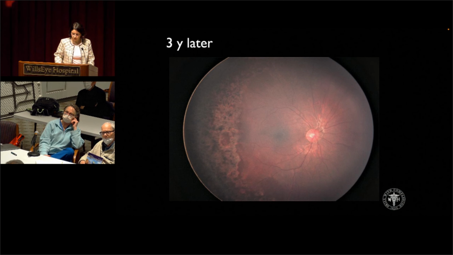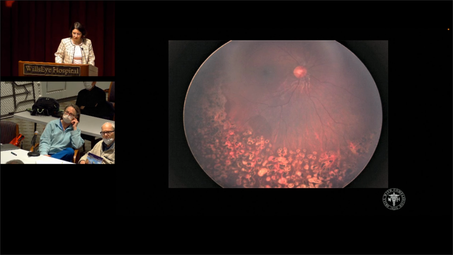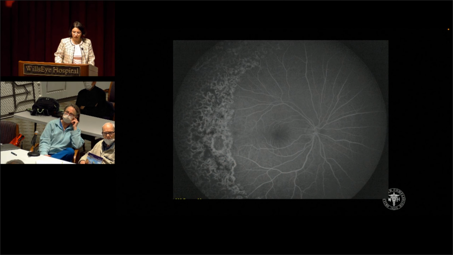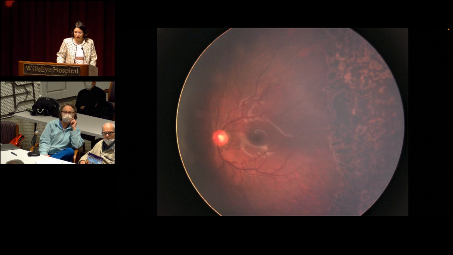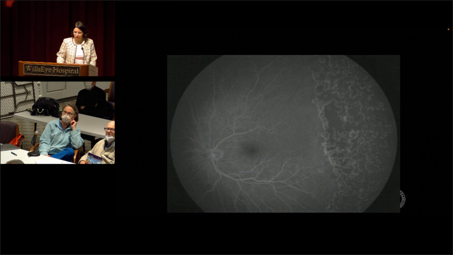So this is the fundus photo, more peripheral, and FA shows that everything is stable. There's no leakage or new lesion, and the left eye as well. Everything looks stable. So what are the screening measures?